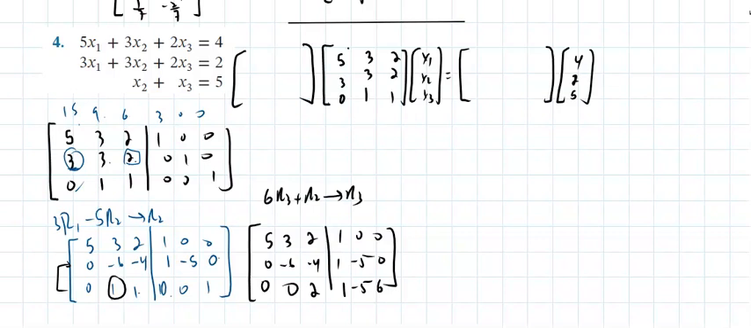And now this is what we're going to do. We're going to make those two 0. I'm going to take twice row 3 plus row 2 in row 2. And I'm going to take negative row 3 plus row 1 in row 1.